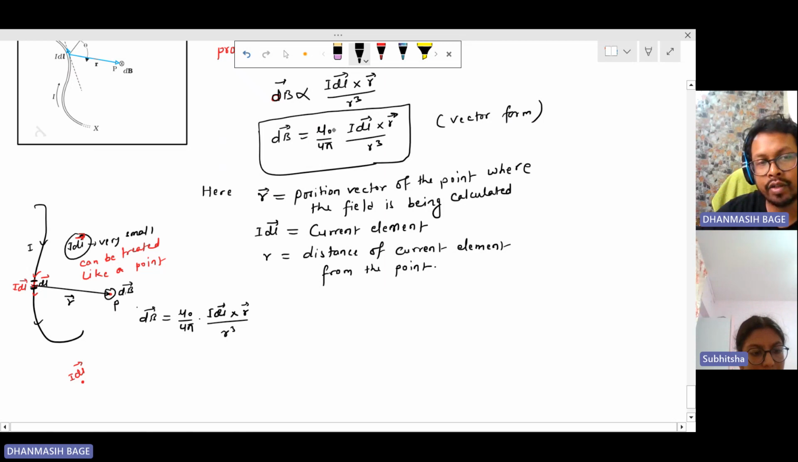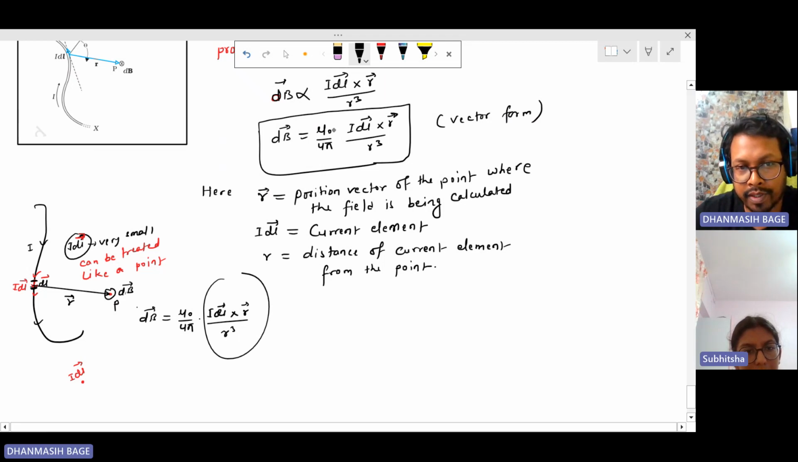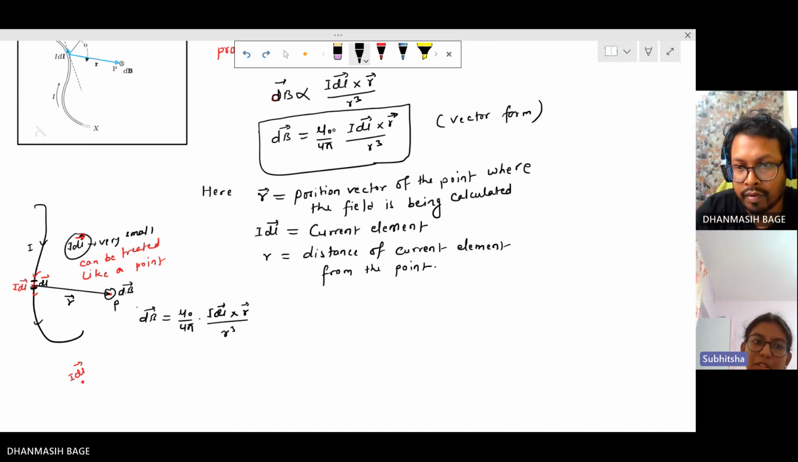Now, tell me, what is the direction of this magnetic field? You know this is cross multiplication, right? Cross product of the vectors. You know the direction of dl vector and r vector. Sir, I'm not getting this concept. Not getting the concept? No, sir.